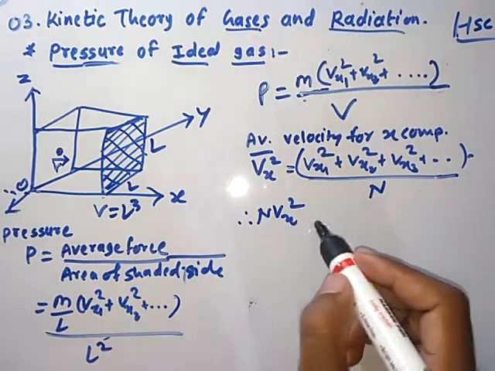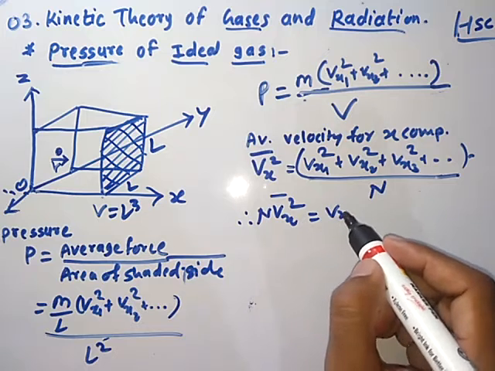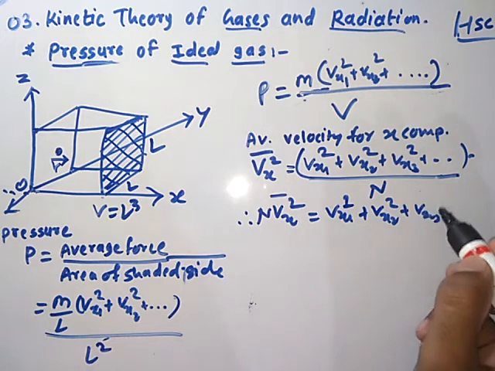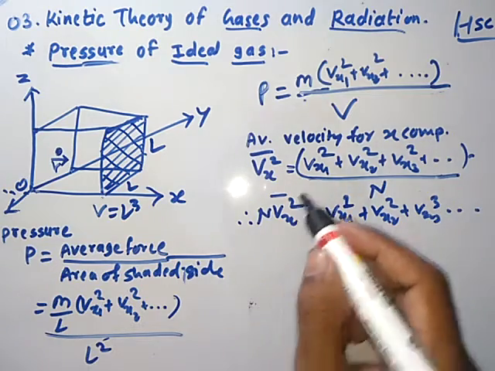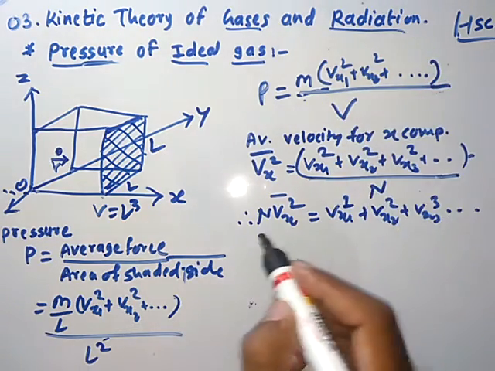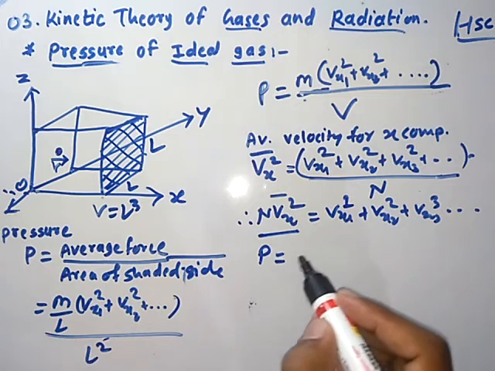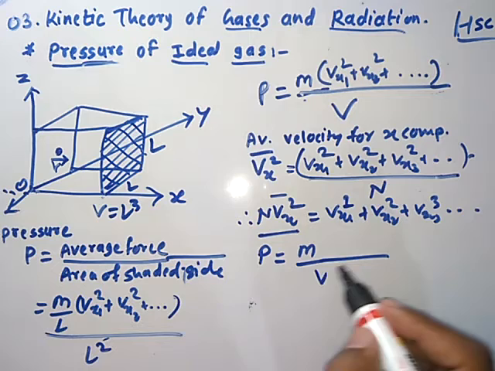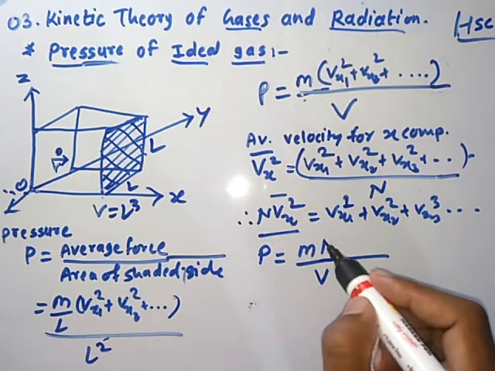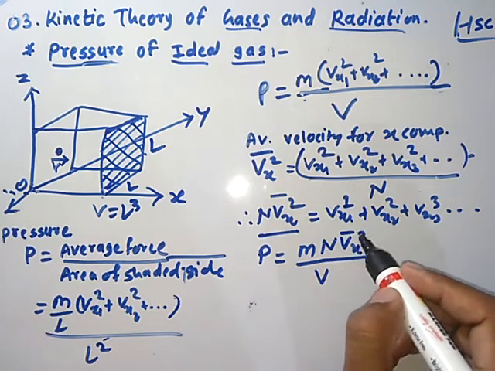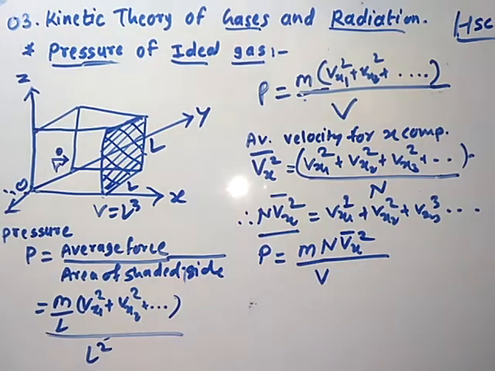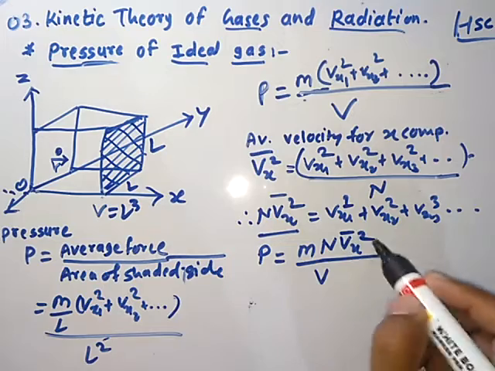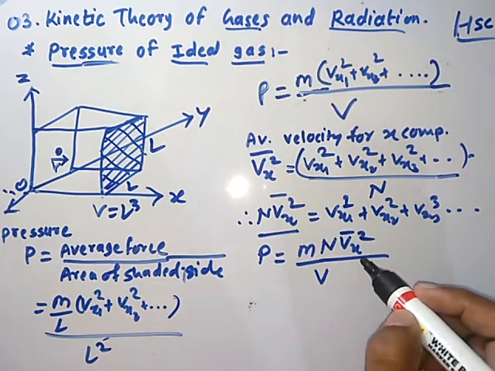This N comes to the left-hand side as multiplication, and it becomes vx1 square plus vx2 square plus vx3 square and so on. So in the place of this quantity we can put N vx bar square. So pressure is equal to m divided by V, and it becomes capital N vx bar square. But here we use the velocity along only the x-axis.